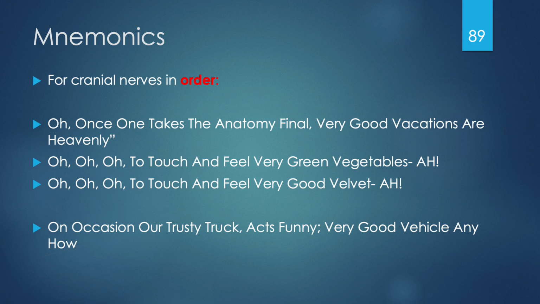I learned a different one, which was rather inappropriate when I was in graduate school, which I still recall and I can't share with you here. So if these do not seem to suit your fancy, you are more than welcome to research other options for mnemonics for cranial nerves. But I think probably the very best one is the third one listed here, which is O-O-O, to touch and feel, very good velvet, ah. And so keep in mind the ah at the end is A-H. So the A is going to be the accessory nerve and the H is the hypoglossal. So the ah has the last 2 cranial nerves together.